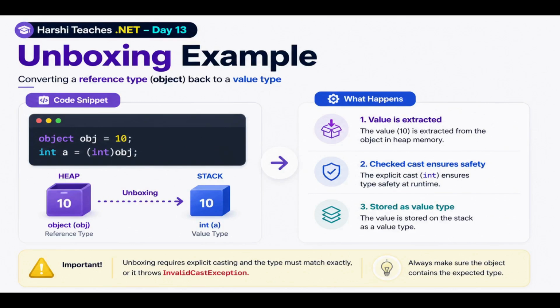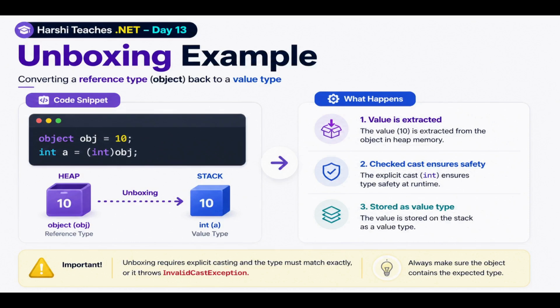Now comes the interesting part. We want that value back again as a normal integer. So what do we do? We explicitly cast it like this. int a is equal to, in the bracket we need to keep int, and then obj. At this moment unboxing happens.